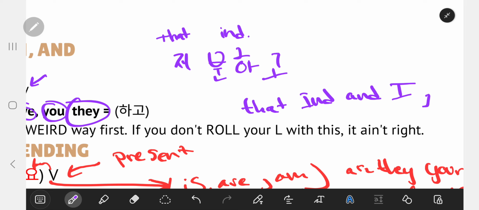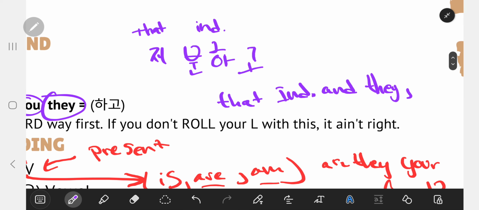Okay? But let's say the context is talking about another person. Well, you're actually pointing at that person, right? You don't really know them, and you're talking about something that person did with other people. Now this changes to that person, that individual, and they. Well, how does it change like that? That's why you have to read the room, because Korean is not so exact. We always look at context. Almost everything is by context, and you have to read the room. That is a skill that you must have.